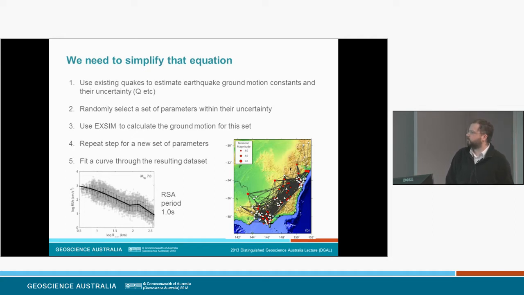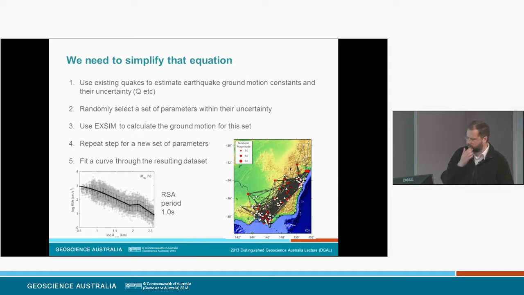Then we randomly select a set of those parameters within their uncertainty bounds, plus or minus 1 sigma. We use a program called XSIM to then solve that equation, and then we repeat step 2. The reason we don't just do this once is because we know that within a particular area these physical properties of the Earth vary, so we want to get an idea of not only what the mean is, but how much it varies around that mean. We then fit a curve through the resulting data set.